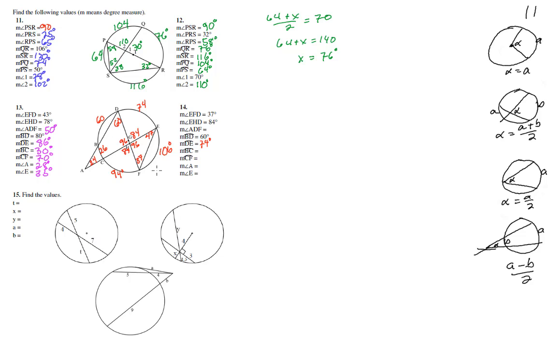Angle ADF, that's 60 degrees. Let's put that in there. Arc measure BC is 26 degrees. CF is 94 degrees. Angle A is 24 degrees. And angle E is 47 degrees. Oh, good. All right, number 15.